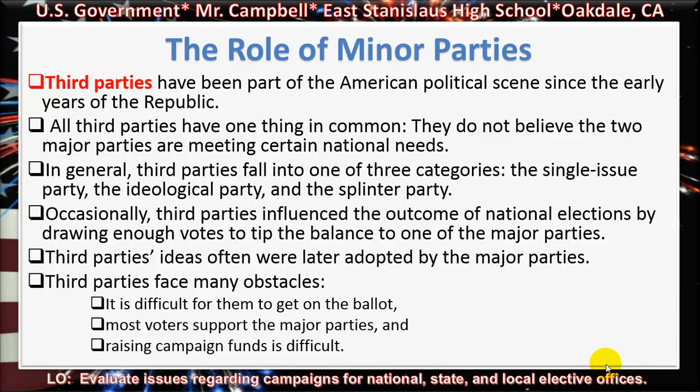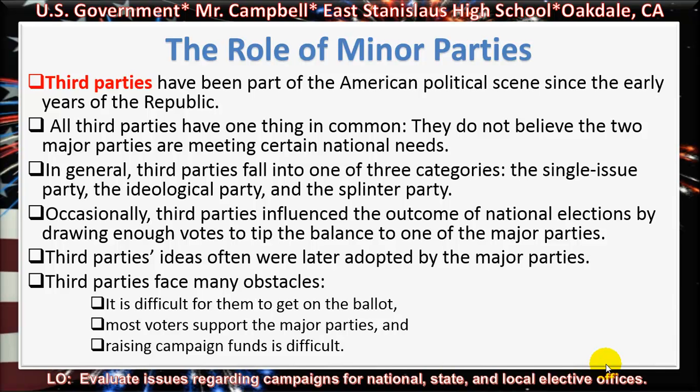Also, most voters support the major parties. And there are a lot of people that may want to vote for a third-party candidate, but ultimately feel that a vote going for a third-party candidate is a wasted vote. And so as a result, they won't vote for the third-party candidate, they'll vote for one of the major two parties. That makes it more difficult for those third-party candidates. They have to fight against that perception that third-party candidates can't win.